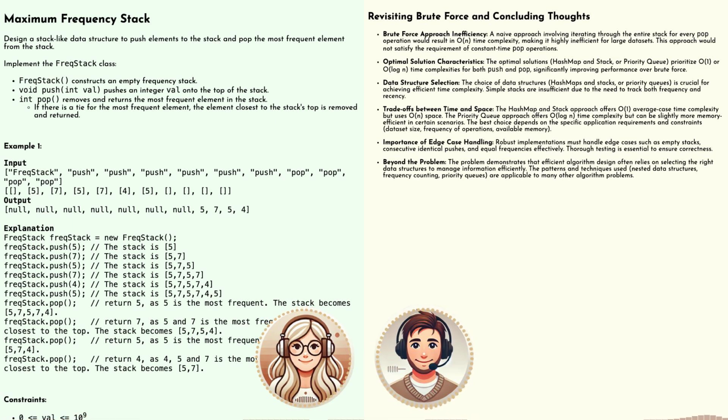This has been a fantastic deep dive into the maximum frequency stack problem. We've explored three distinct approaches: the elegant use of hash maps and stacks for that blazing fast constant time performance, the clever priority queue solution with its balance of speed and simplicity, and now a fresh perspective on the often dismissed brute force approach. It's amazing how each solution highlights different aspects of problem solving and the trade-offs involved. It's been a great journey through the world of data structures and algorithms, wouldn't you say? We've seen how understanding the strengths and weaknesses of different tools allows us to craft solutions that are tailored to different needs. And sometimes, even revisiting a simple approach can reveal valuable insights.